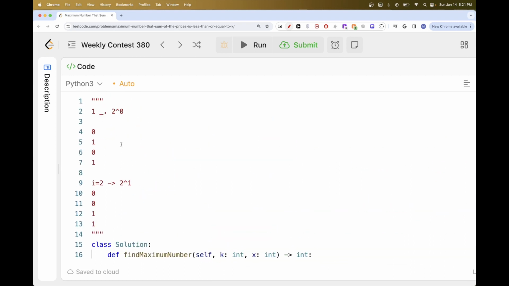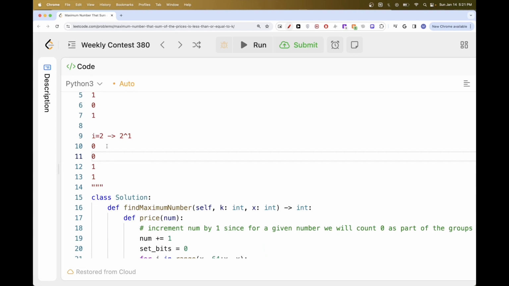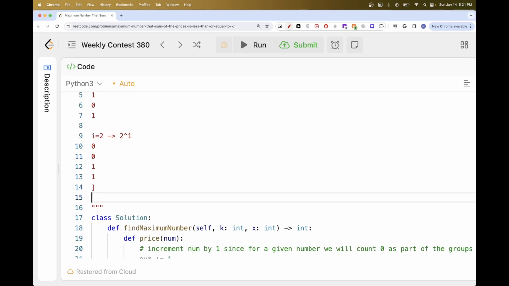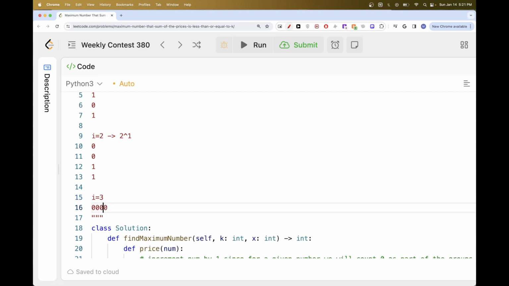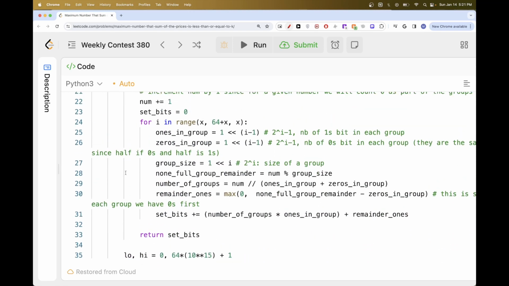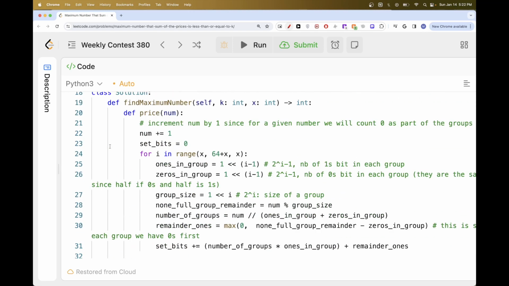Okay, so what's the group size? We said that the group size for 1 is 2, which is 2 to the power of i. And for i equal to 2, it's 4, which is 2 to the power of 2. And for i equal to 3, the size was 8. So we had it like this, 1, 1, 1, like this. And so the size here was 8. And so each time it's just 2 to the power of i. And so that's what we have here, the group size.